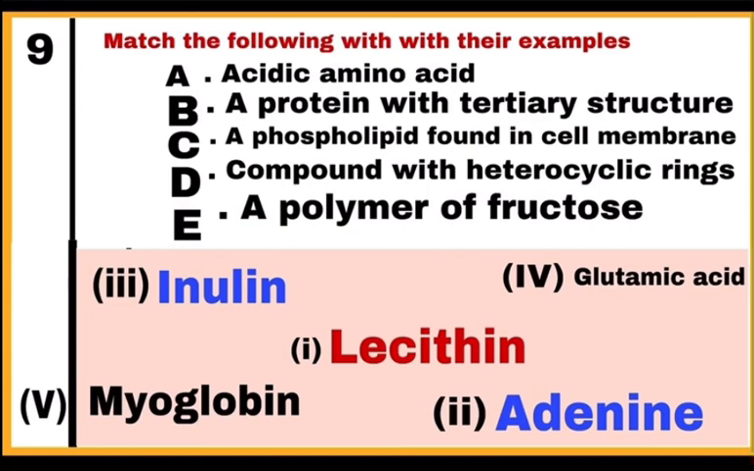D. Compound with heterocyclic rings. Adenine is a nitrogenous base which has heterocyclic ring. E. A polymer of fructose. It is inulin which is a homopolymer of fructose. So here A matches with 4 glutamic acid, B with 5 myoglobin, C with 1 lecithin, D with 2 adenine and E with 3 inulin.